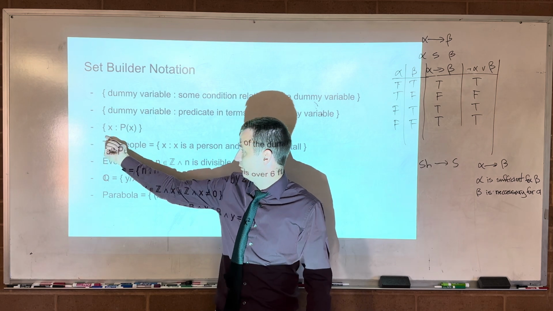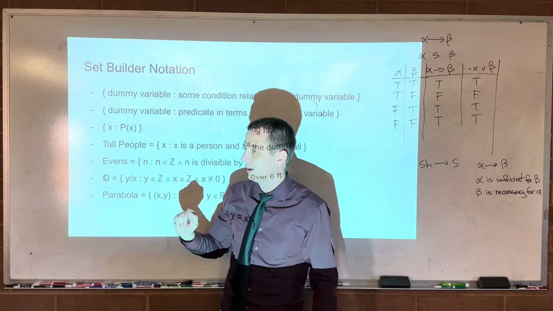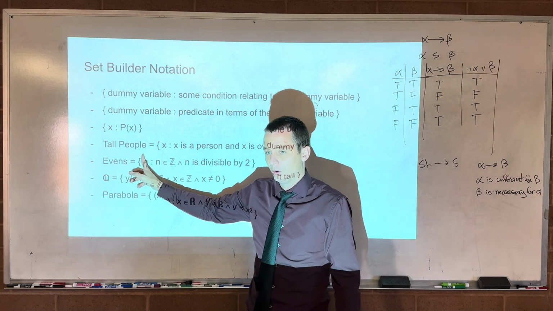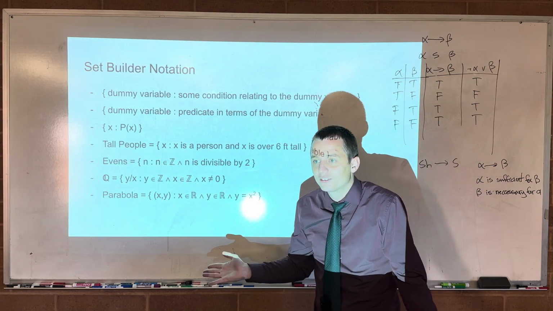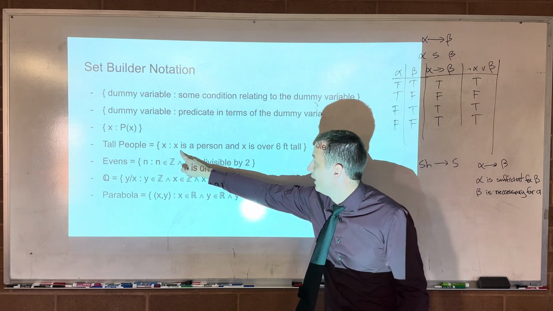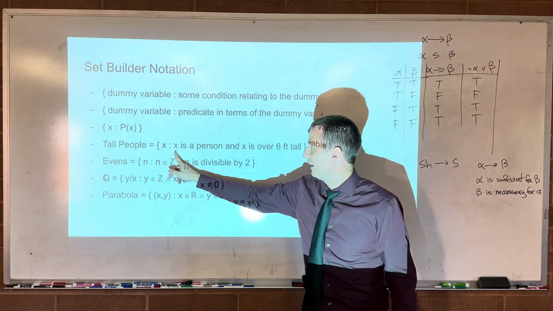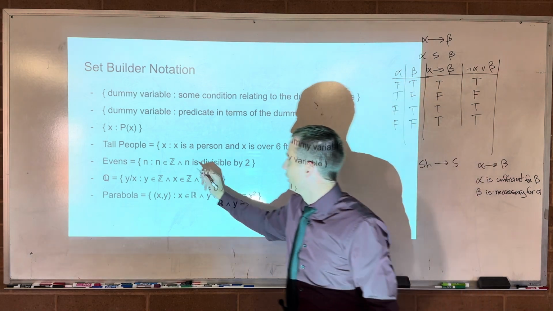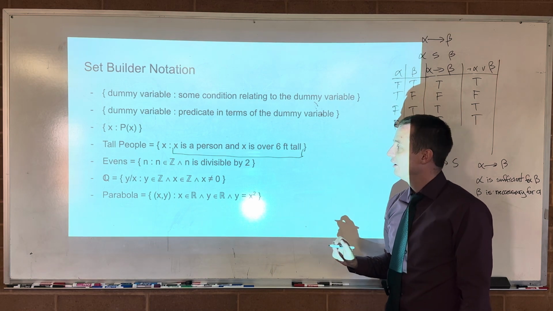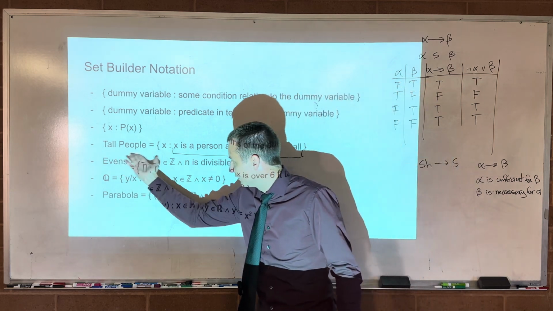So now writing that out, here's an example. It's going to be all the x such that P of x is true, such that x makes this predicate true. Let's do a concrete example. Say we want to talk about the set of all tall people. Pick some dummy variable, like x, it doesn't matter which. It's the set of all x such that x is a person and x is over 6 feet tall. Notice that this is a predicate in terms of x: is a person and is over 6 feet tall. So here's how we can represent the set of all tall people.